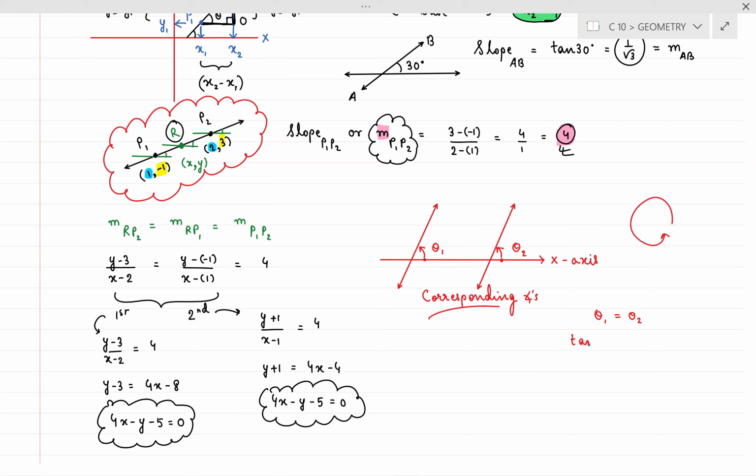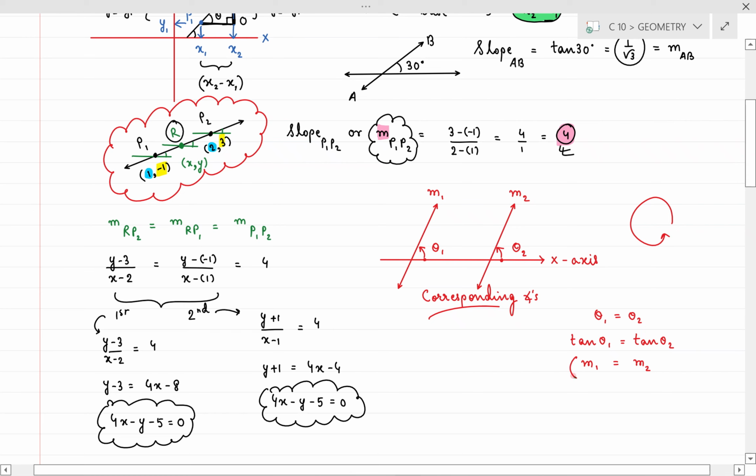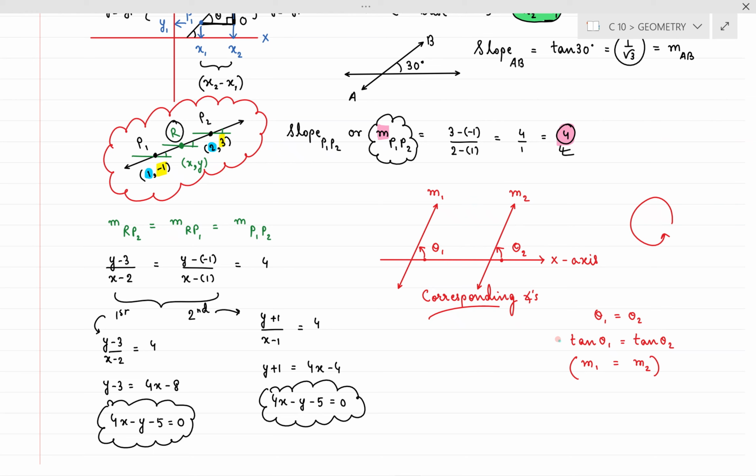So tan of theta 1 will be equal to tan of theta 2. So therefore m1 will be equal to m2. Let us consider the slope of this line as m1 and slope of this line as m2. So m1 will be equal to m2. So what do we conclude? We conclude that the slope of the lines will be equal if and only if the lines are parallel to each other.